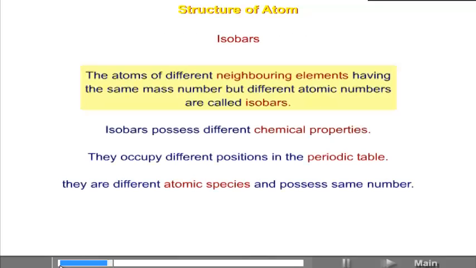Isobars. The atoms of different neighboring elements having the same mass number but different atomic numbers are called isobars. Isobars possess different chemical properties. They occupy different positions in the periodic table. They are different atomic species and possess same mass number.